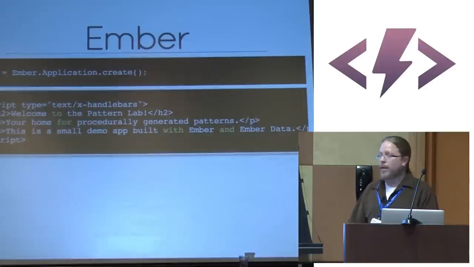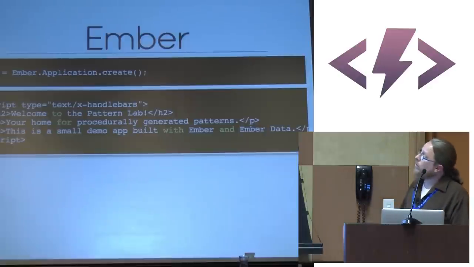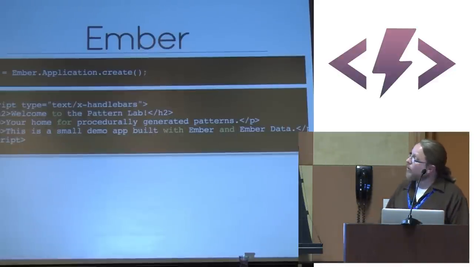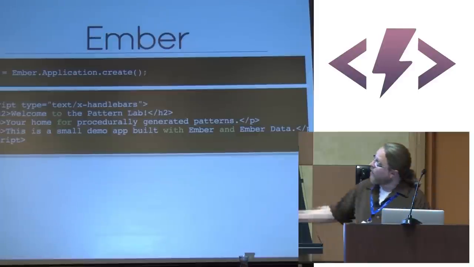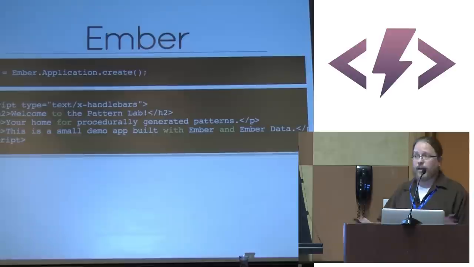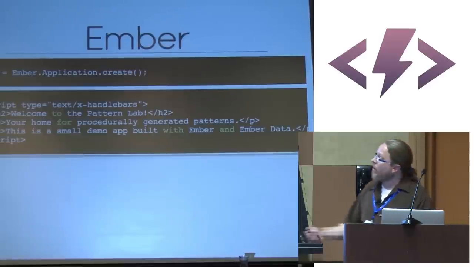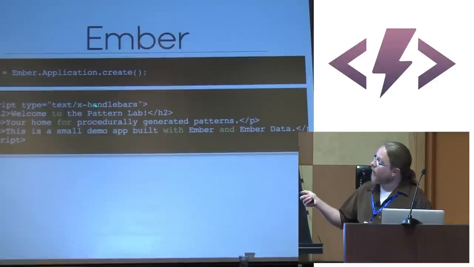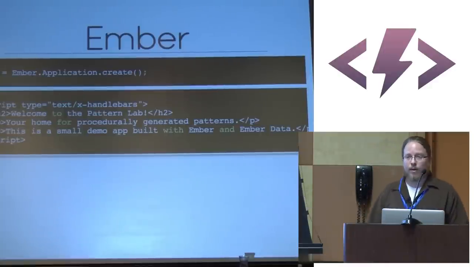So in Ember, an analogous app is this. You just create a variable called app that is an Ember Application.create, and then you have a template that just gets rendered. So things to note here about the template, you would just include this directly in your, say, index.html, and it is inside of a script tag, but then the type is text/x-handlebars. And so that tells Ember that this is going to be a template that is going to need to be rendered due to changes that may happen in the app.